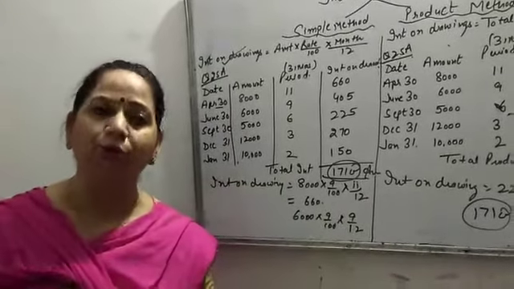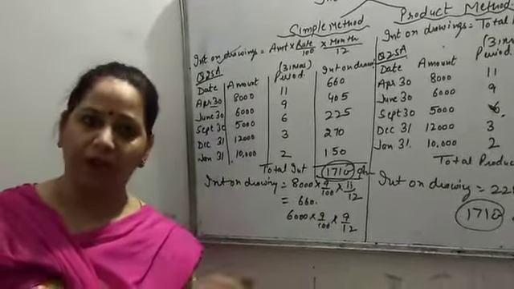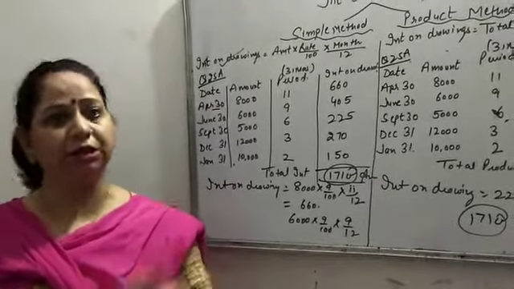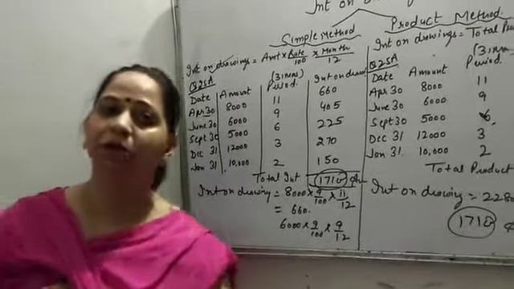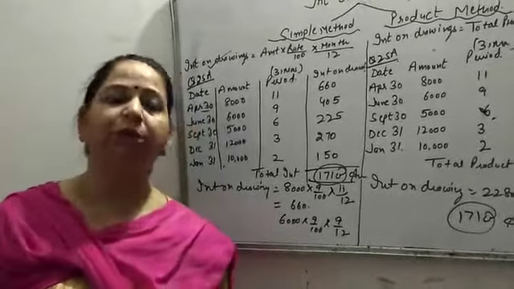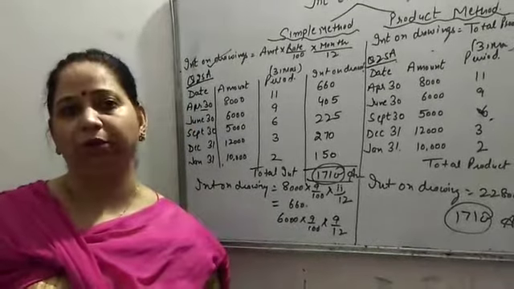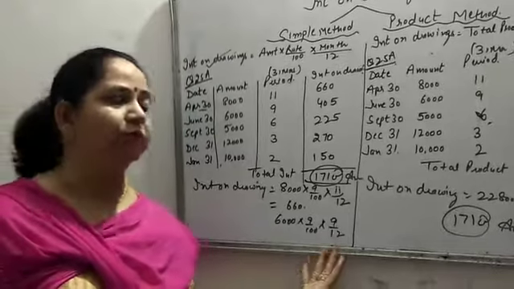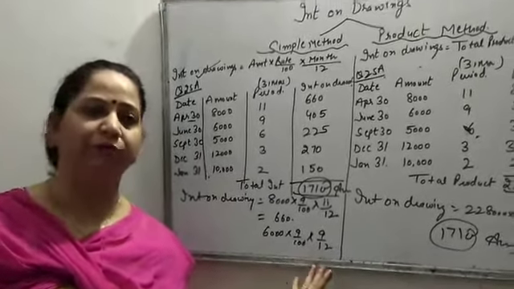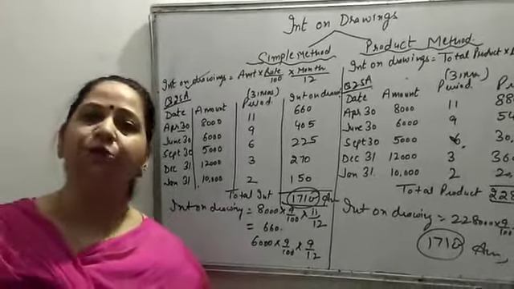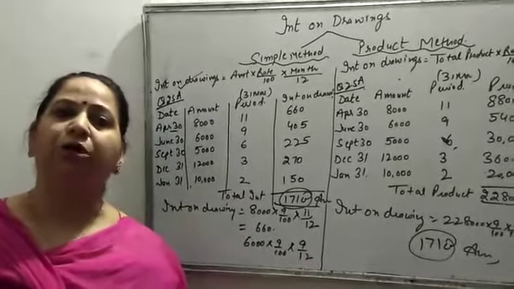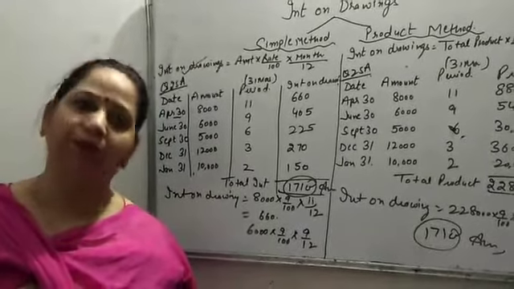In the next topic we are going to discuss how to calculate interest on drawing when the same amount is withdrawn at the beginning of each month, at the end of each month, or in the middle. Today your homework is question 25B, which you have to solve, and in the next video we'll start with the shortcut for calculating interest on monthly drawings.